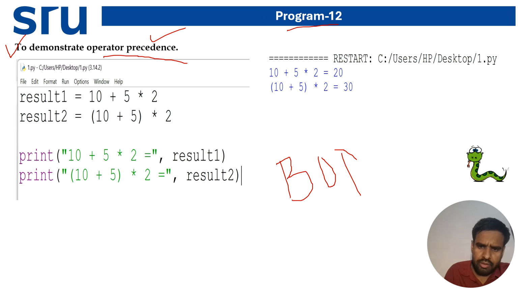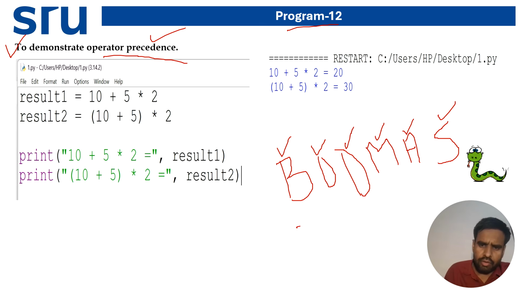BODMAS means what? BODMAS is nothing but: B for bracket, O for of, D for division, M for multiplication, A for addition, and S for subtraction. We have to follow this. It means this is operator precedence.